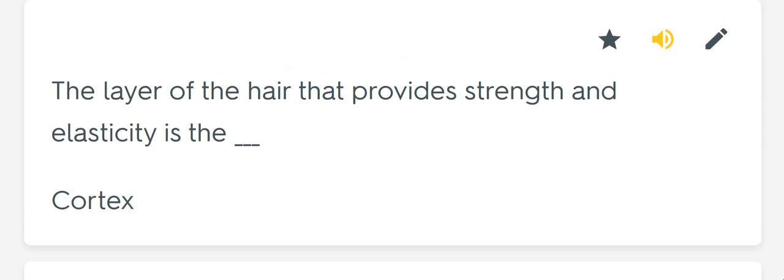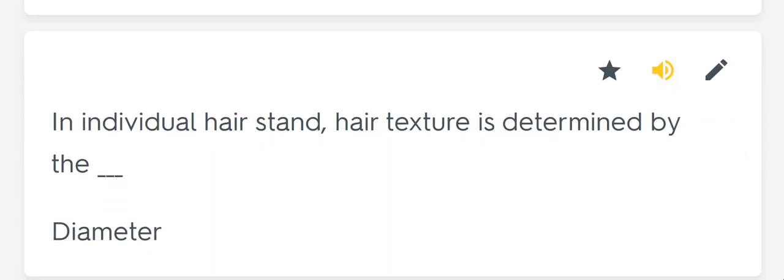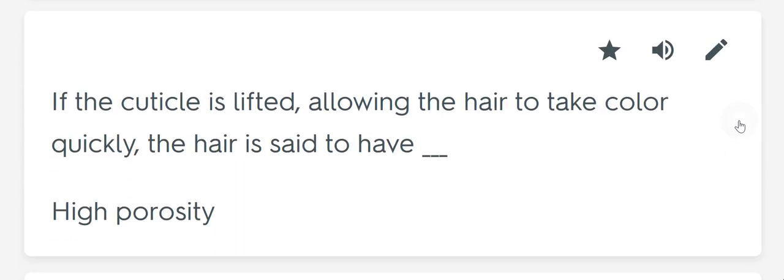The layer of the hair that provides strength and elasticity is the cortex. In an individual hair strand, hair texture is determined by the diameter. If the cuticle is lifted, allowing the hair to take color quickly, the hair is said to have high porosity.